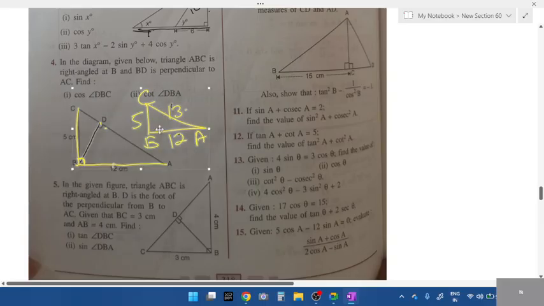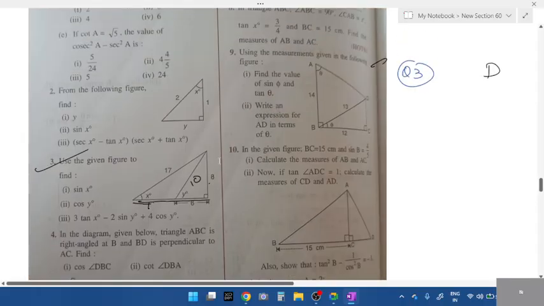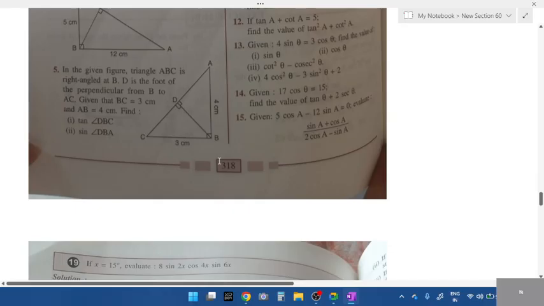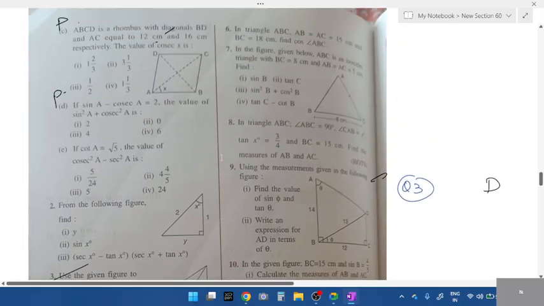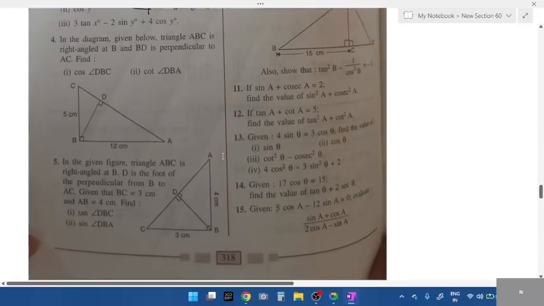See, this is the similarity concept. We need to use similarity here for the fourth question, fifth question. For now, I'll skip all this. For now, we don't have to solve.